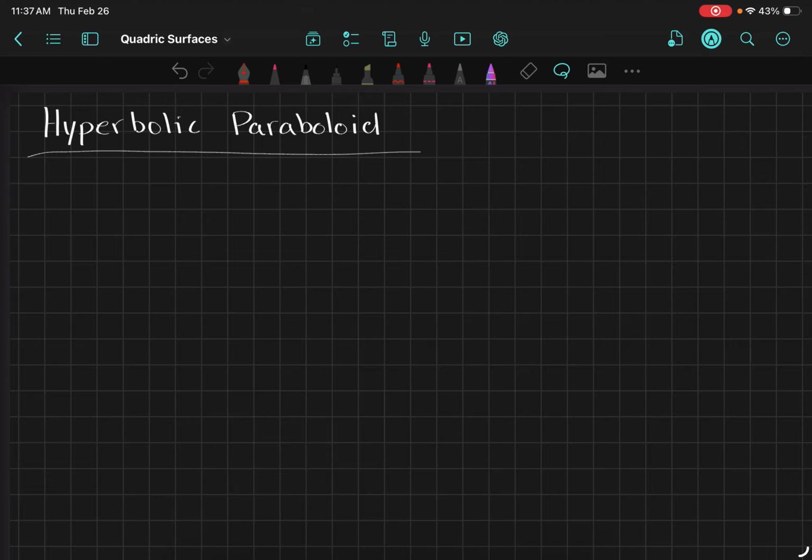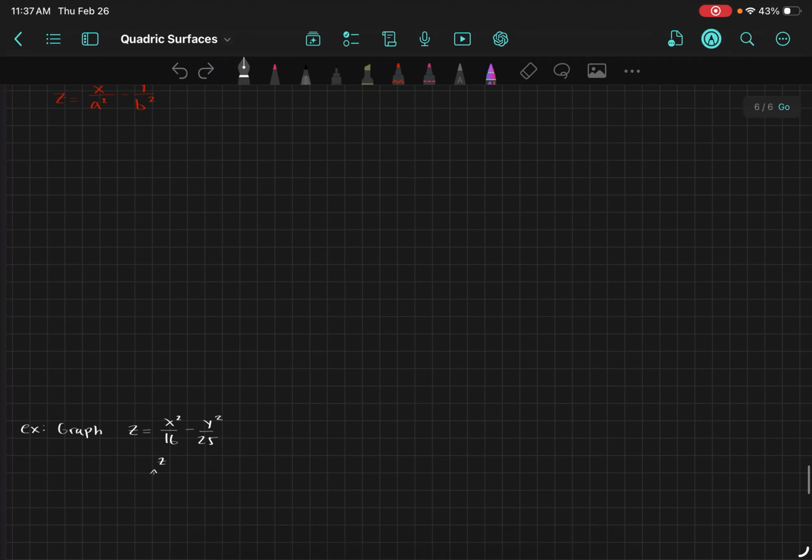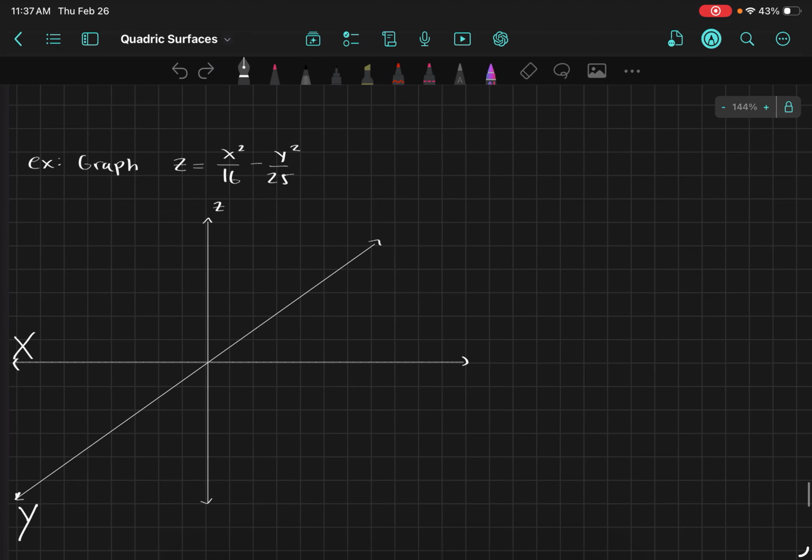Let's go ahead and get into the general equation here. I wrote it in red because this is the one that I'm scared of. Graphing this is going to be awful, very complicated, but we're going to get it done regardless. The general equation: z is equal to x squared over a squared minus y squared over b squared. Without further ado, we're going to go ahead and get into our example. We are asked to graph z is equal to x squared over 16 minus y squared over 25.